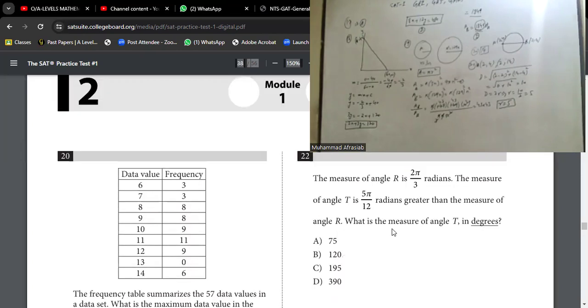Question number 22. The measure of angle R is 2 pi by 3 radians. The measure of angle T is 5 pi over 12 radians greater than the measure of angle R. What is the measurement of angle T in degrees? So R is 2 pi by 3 radians and T is 5 pi by 12 more than the value of R.